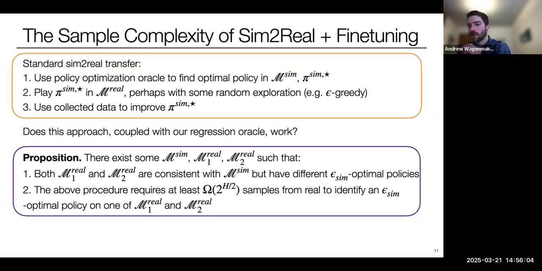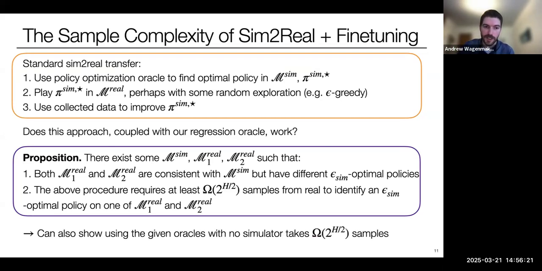If I want to learn a policy that is better than epsilon sim optimal, then direct transfer is not going to work. And even direct transfer augmented with epsilon greedy exploration and fine-tuning of my policy, and these things that people are typically doing in practice for sim to real transfer, is not going to work. To break through this epsilon sim barrier, I need an exponentially large number of samples. Okay, and this is not practical.